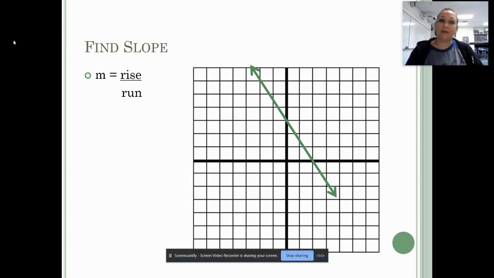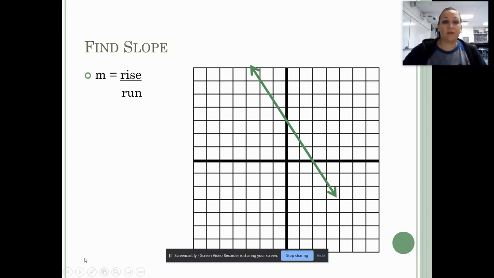When we're determining the slope of a line, we're going to write a fraction. And the letter that we use for slope is the letter M. That's this letter right here. And for our fraction, on the top of the fraction, we're going to write down how much the line is rising. And for the bottom of the fraction, we're going to write down how much the line is running. So rise over run.